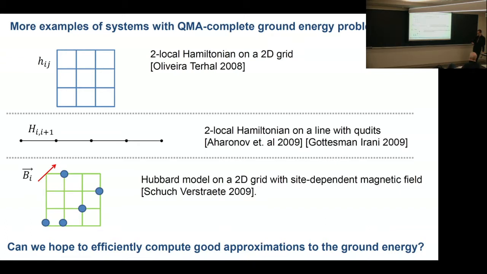And so then you can ask, well, can we hope to efficiently compute good approximations to the ground energy? And here the key word is approximation, right? So this says we're not going to be able to compute ground energies efficiently to a good precision, but maybe we can ask about approximation. Okay, so that's kind of the context.